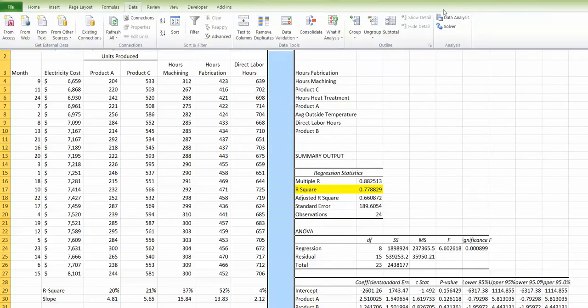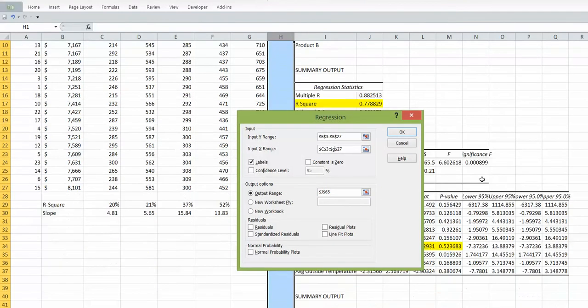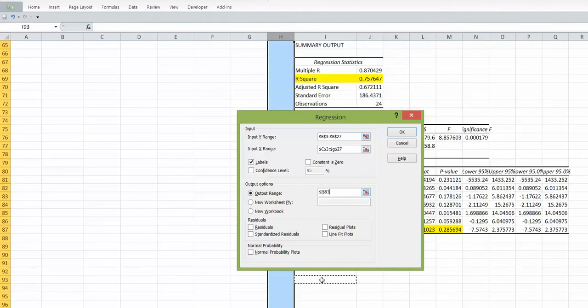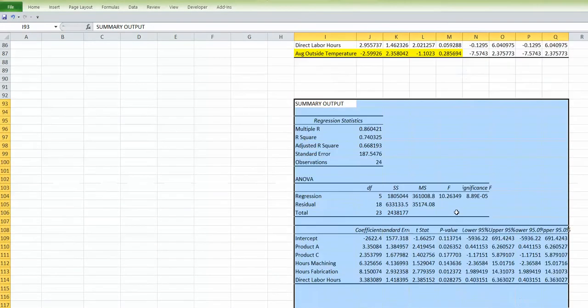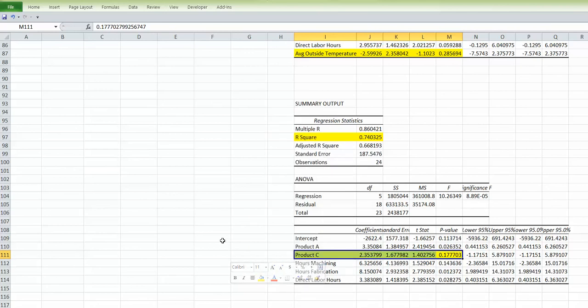Run our regression again, data analysis, regression. Now we're coming over to column G, output range. With our most recent model reduced to 5 independent variables, we're explaining 74% of the entire total variation in electrical cost can be explained by these 5 independent variables. P-values at the 10% or worse level, we've got looks like machine hours at 14, but product C is the highest, so we'll go ahead and eliminate product C from our regression model.